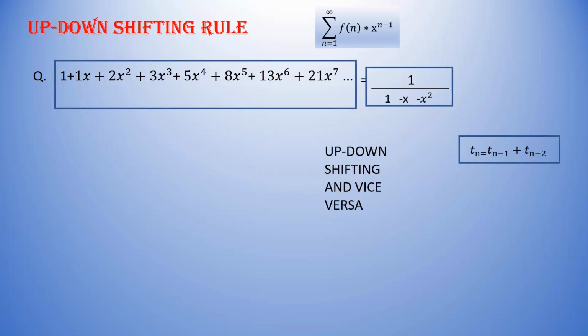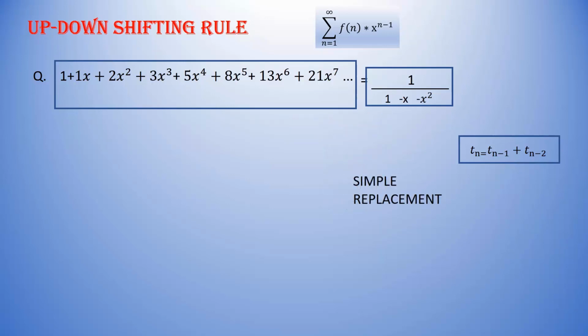Concluding, we found the infinite sum of the given series using the up-down shifting rule. Meanwhile, the same rule is applied to get the result backwards also. We also found the recurrence relation for the coefficients by simple replacement. So, if we know any one of these three expressions, we can easily find the other two expressions by this rule.